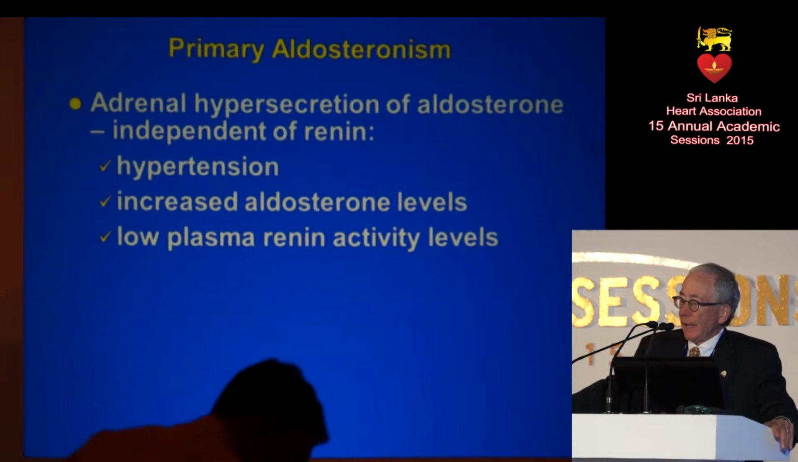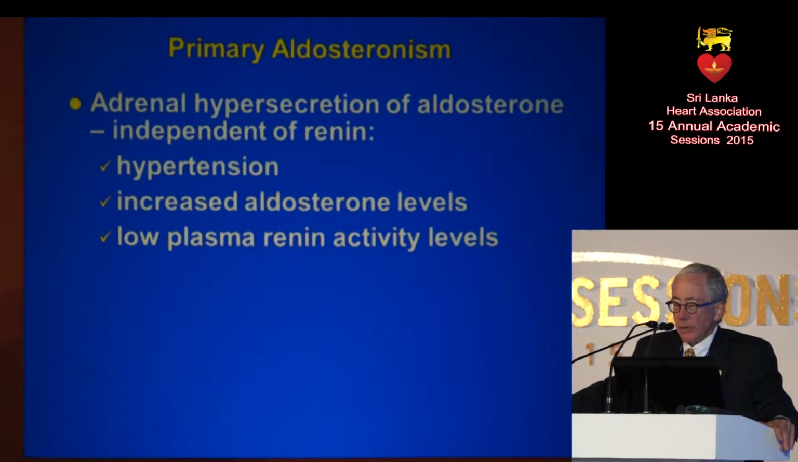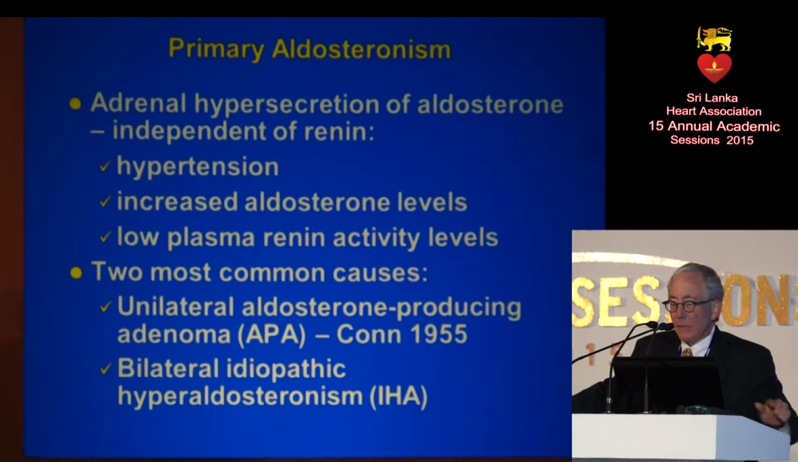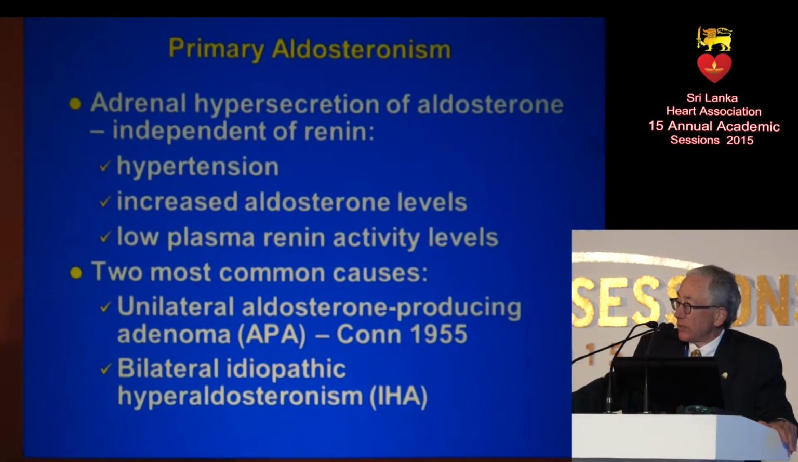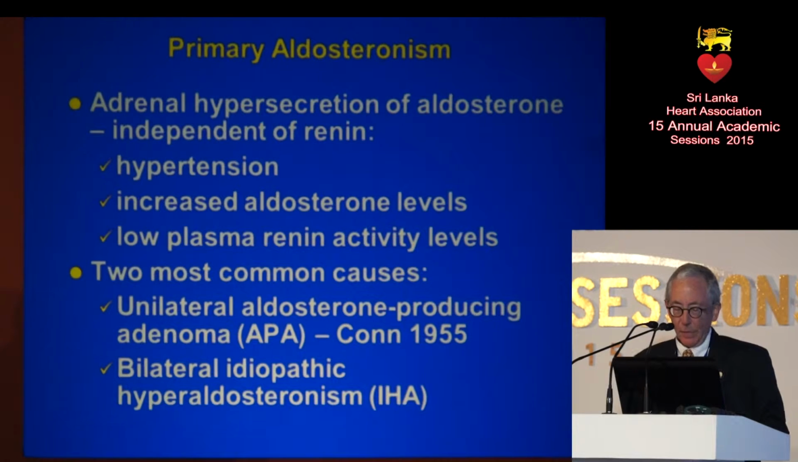So appreciate that with primary aldosteronism, we have oversecretion of aldosterone pretty much independent of renin. So we would tend to have a higher aldo to renin ratio. And the two most common causes are obviously, specifically an adenoma, but also idiopathic hyperaldosteronism. The difficulty for us in clinical practice is diagnosing the latter.